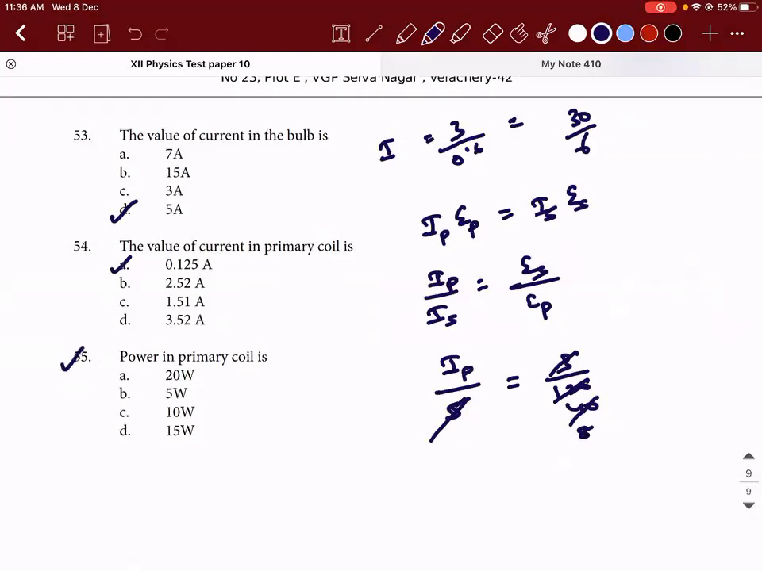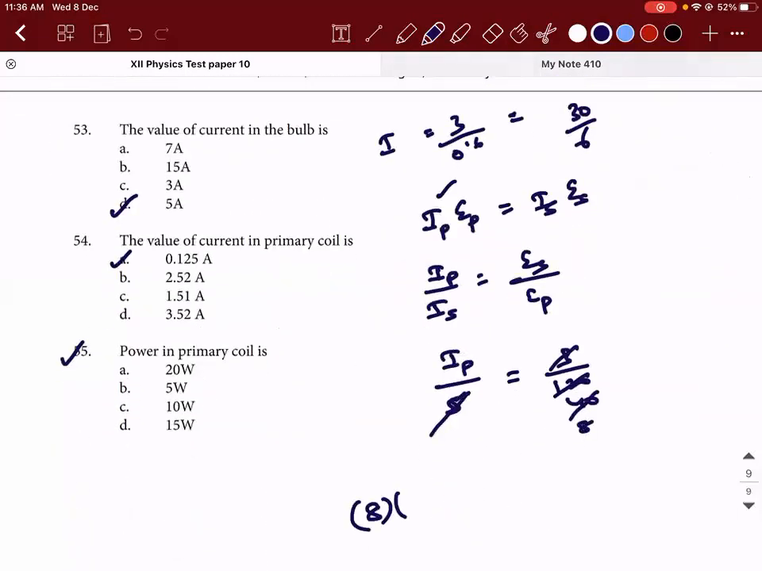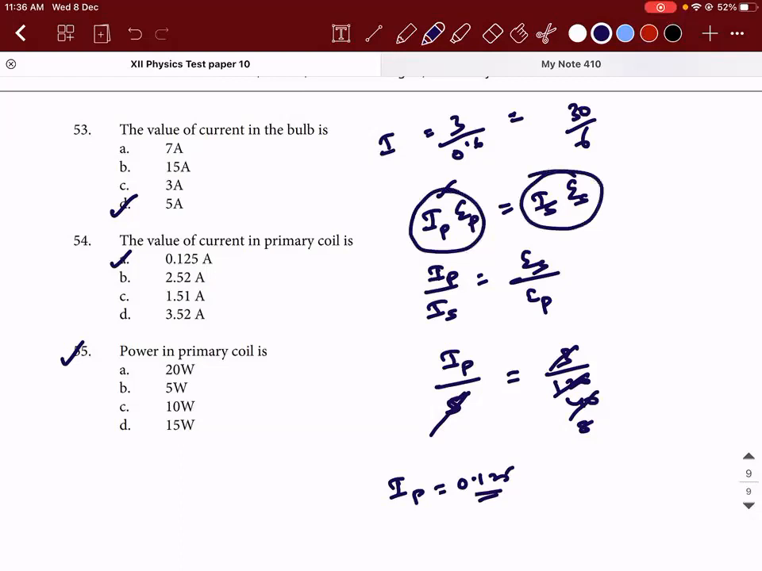So what is the power in the primary coil? IP into EP. EP is how much? Power in the primary, correct only, no? So IP is equal to 0.125. So power in the primary coil is equal to the power in the secondary coil also. So power in the secondary coil is easy to calculate. IS into, what is the value of ES, guys? ES is only 3 into 5. No, it is 15.